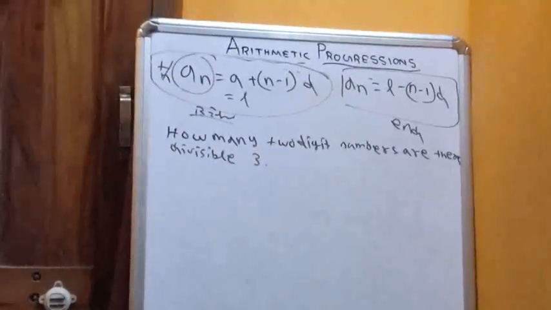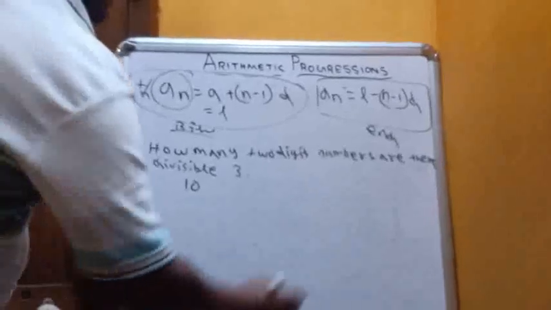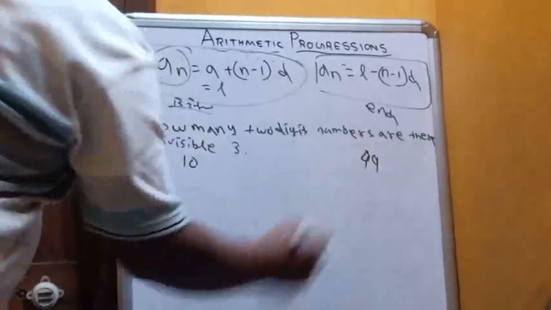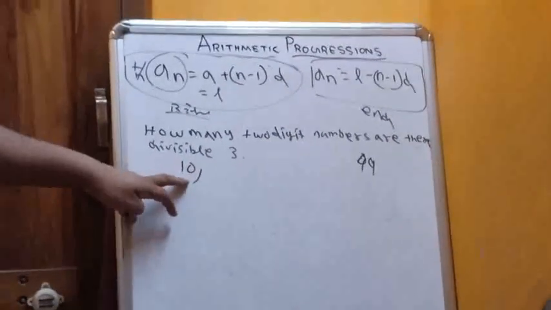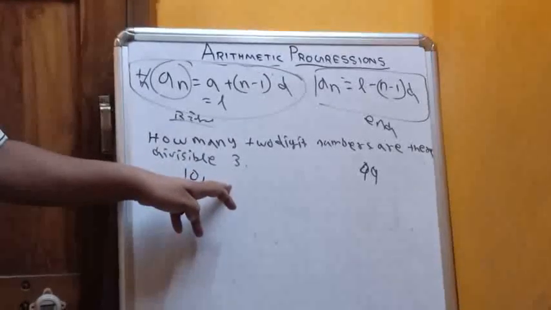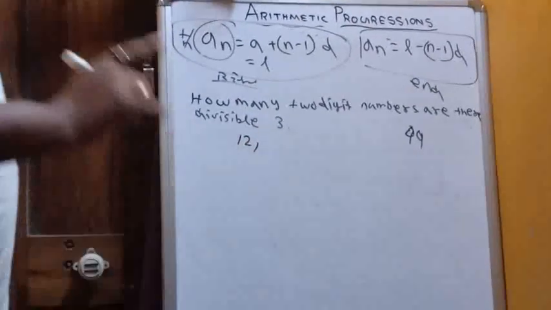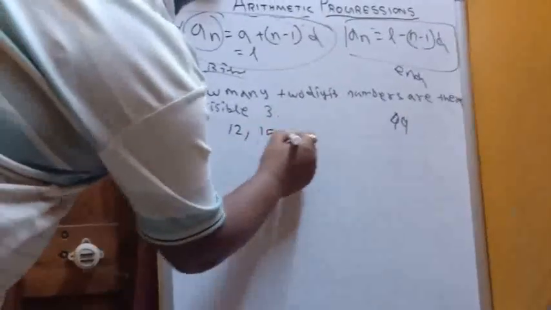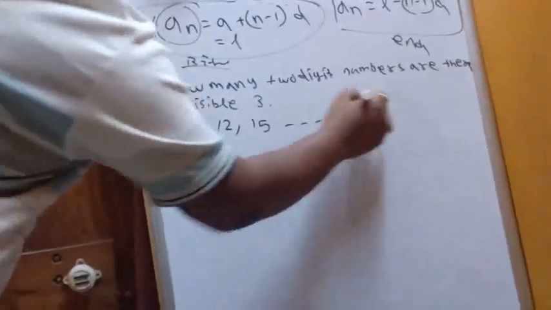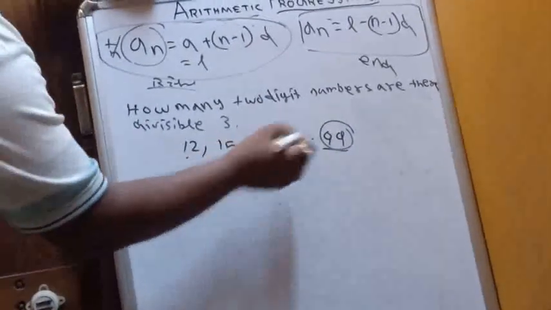So first think: the 2-digit numbers start at 10 and end at 99. They must be divisible by 3. Is 10 divisible by 3? No. 11? No. 12? Yes. So the first number is 12. 13? No. 14? No. Next 15, and so on. The last term is 99, and 99 is divisible by 3. So 12, 15, ..., 99 is the progression you are getting.